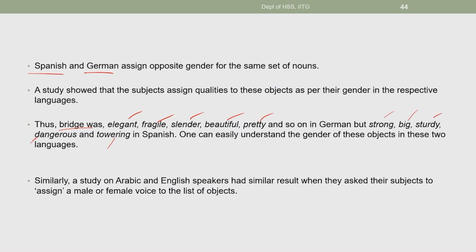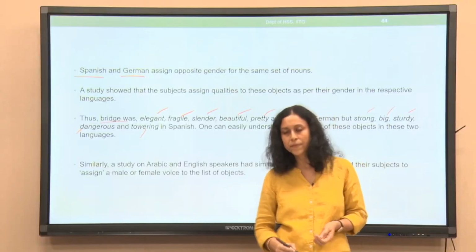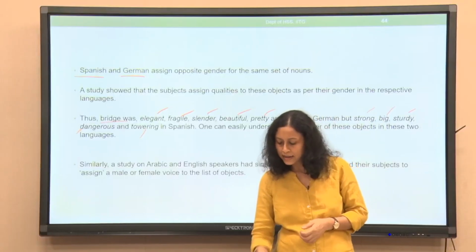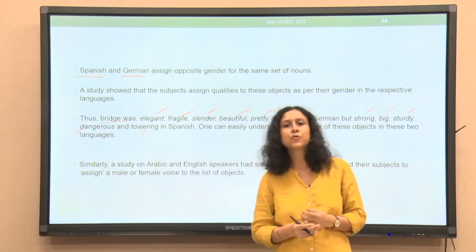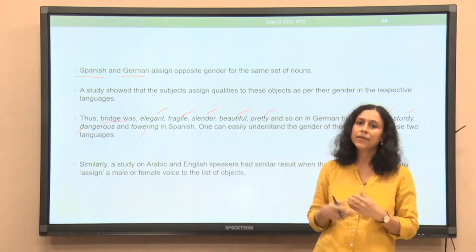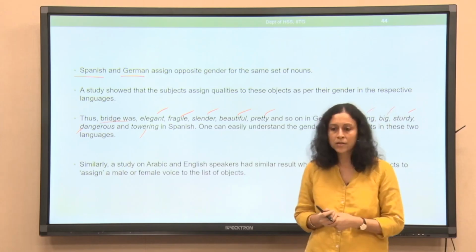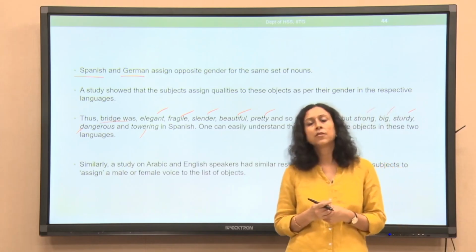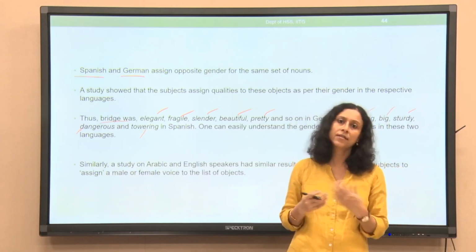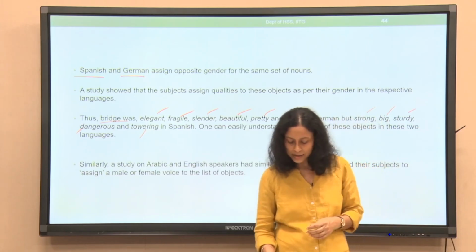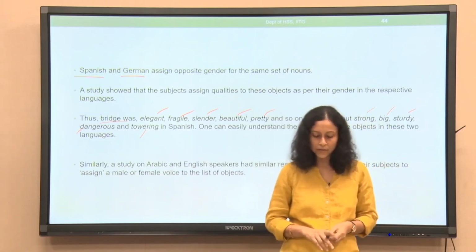So, you can already see that these adjectives are typically feminine in the case of German and typically masculine in Spanish. One can easily understand that the gender of these objects in these two languages is having some amount of impact on the way you look at them, because there was no instruction to think in terms of either feminine or masculine. They were just asked to give appropriate adjectives for these nouns, and this is how it turns out.